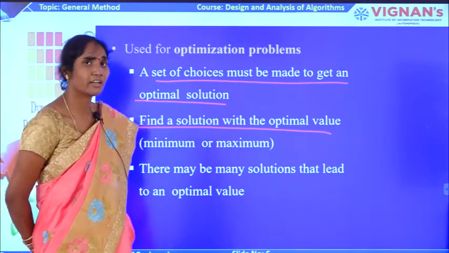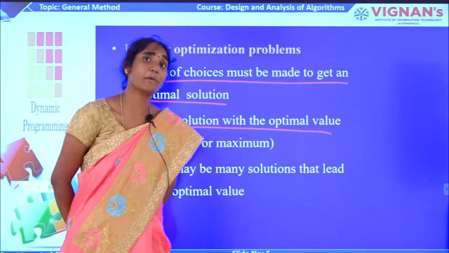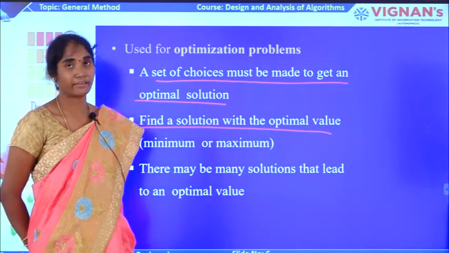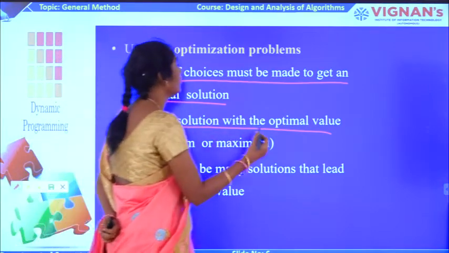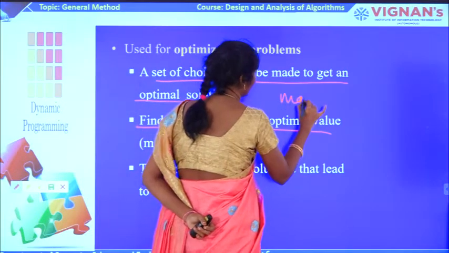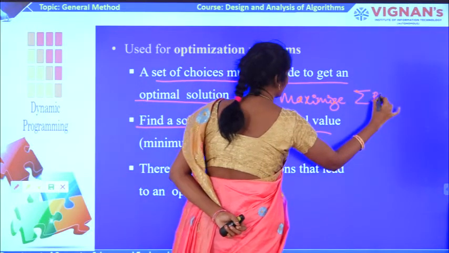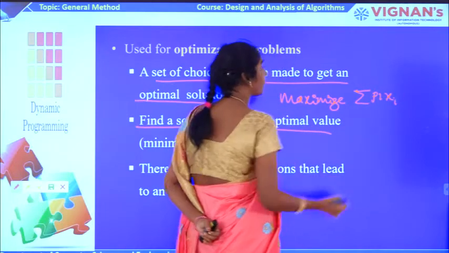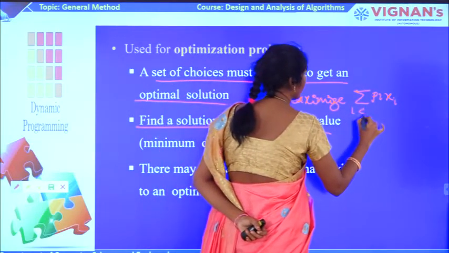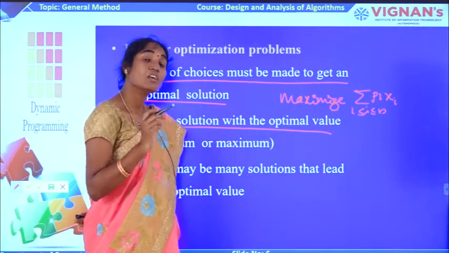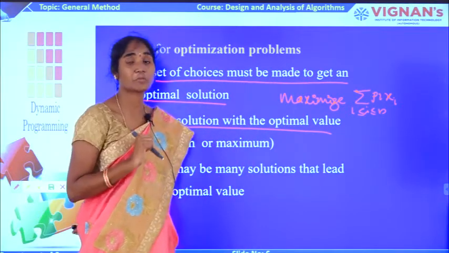So as I said, knapsack problem, right? Knapsack is a maximization problem. Here you are writing maximize summation pi xi. So maximum profit we need. So this is a maximization problem.